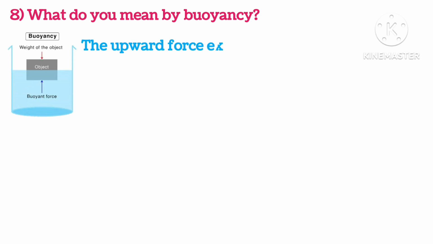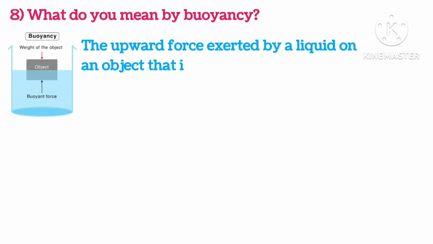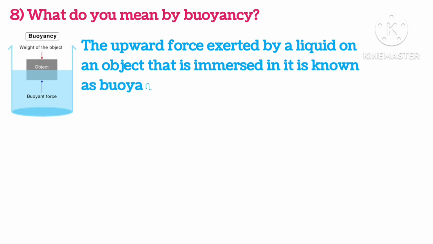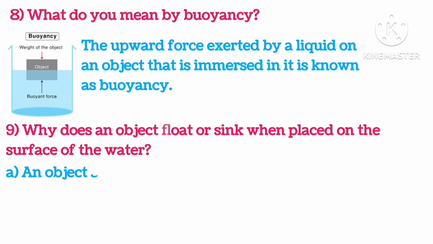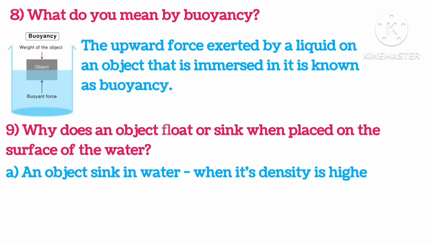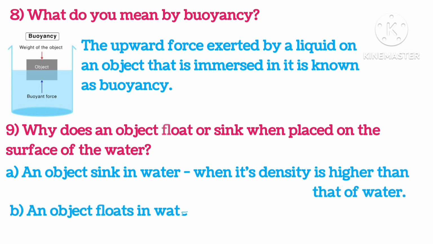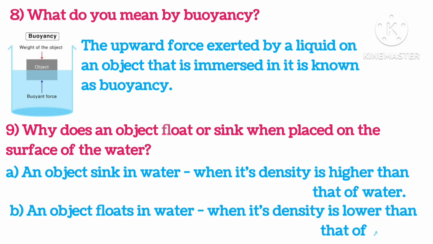What do you mean by buoyancy? The upward force exerted by a liquid on an object that is immersed in it is known as buoyancy. Why does an object float or sink when placed on the surface of the water? An object sinks in water when its density is higher than that of water. An object floats in water when its density is lower than that of water.